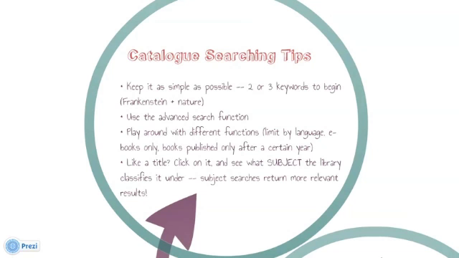And you can also play around with different functions. There are options to limit it by language, ebooks only, which is very important for you here in Barrie, and books published only after a certain year, especially if a professor prefers to have a timeline of publications. If you do like a title, you can click on it, but also check to see what subject the library classifies it under, which will be located on the left-hand side. Subject searches will return more relevant results, and I'll show that to you when we talk about Boolean searching.